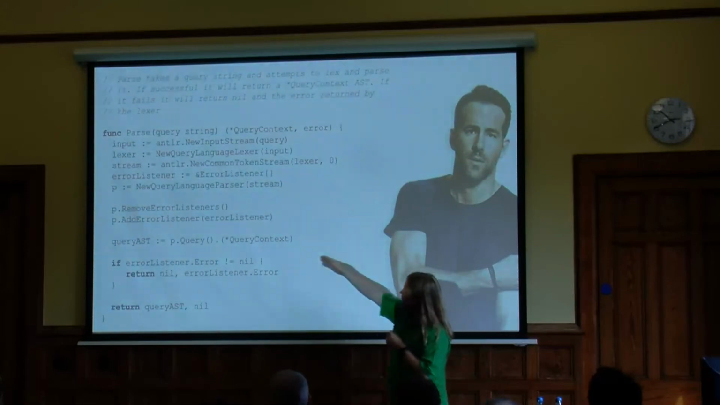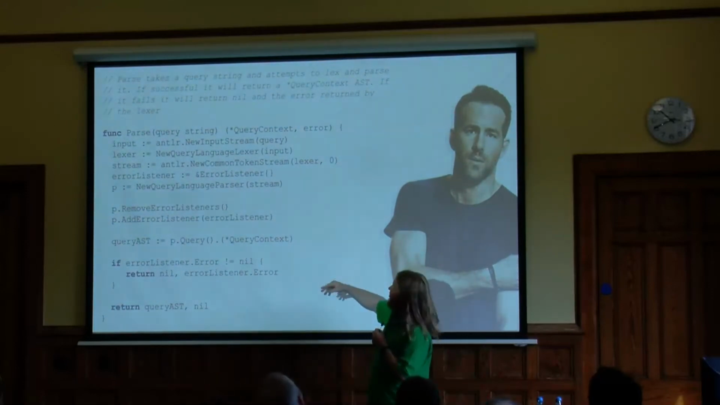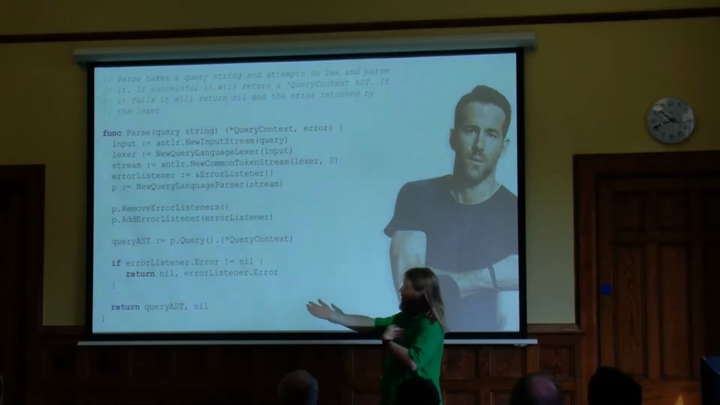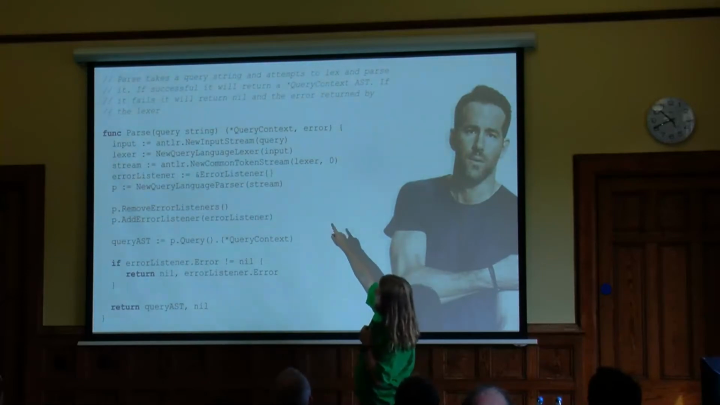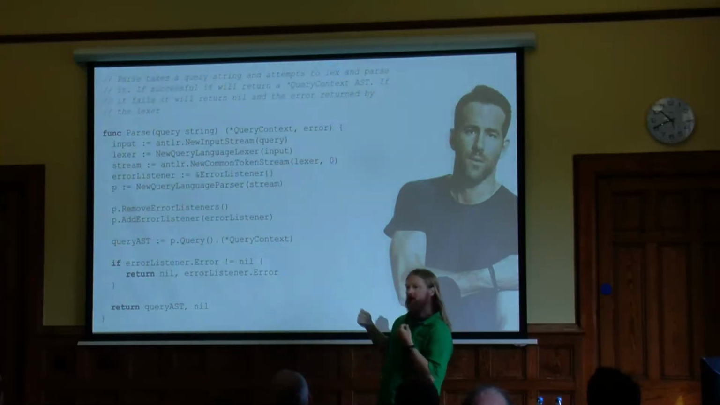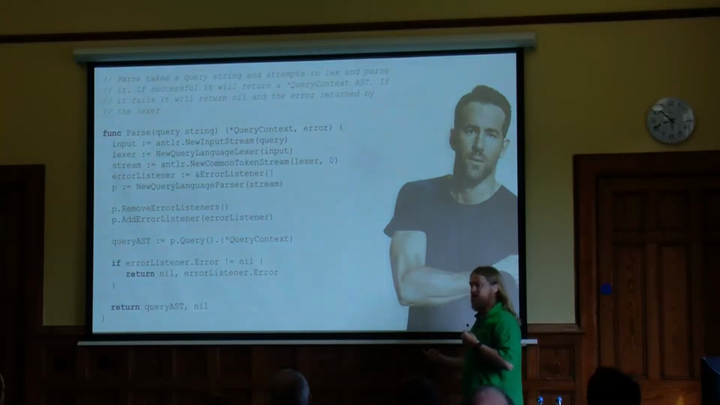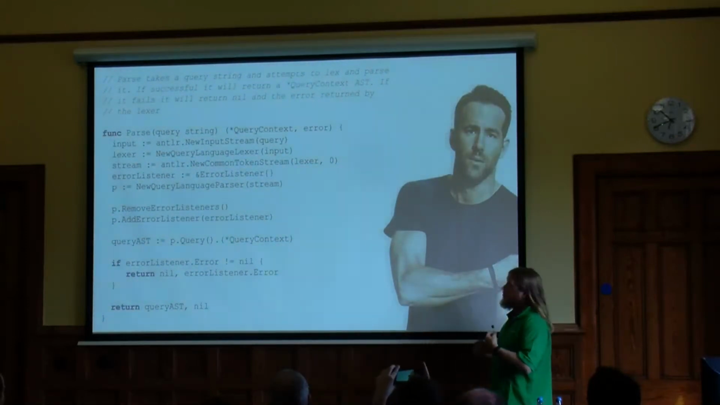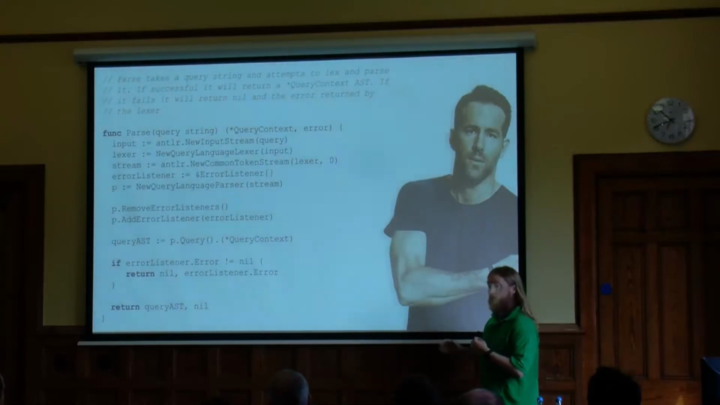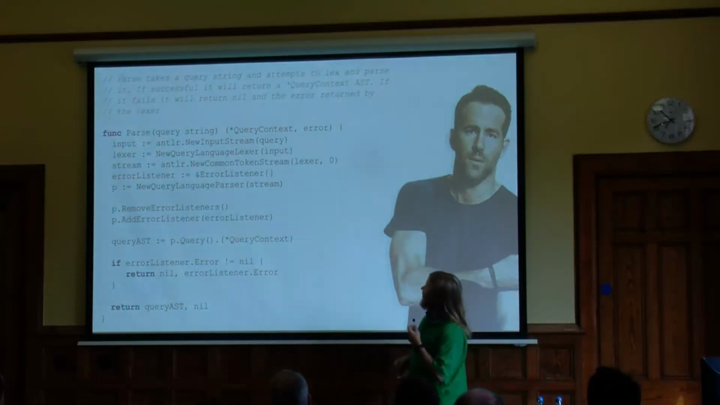But so we have a function called parse. We're passing in a query string, which will be the match, blah, blah, blah. The weirdness that you may think is there's two return arguments here. So we're passing back a query context and an error. So a query context is one of those things that ANTLR has generated. It has generated a Go struct for that particular thing. We didn't do that. ANTLR did that all by itself.